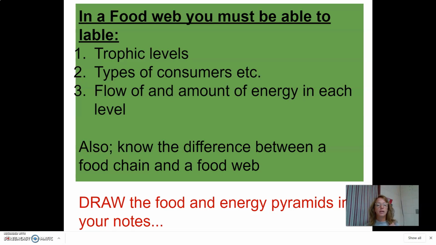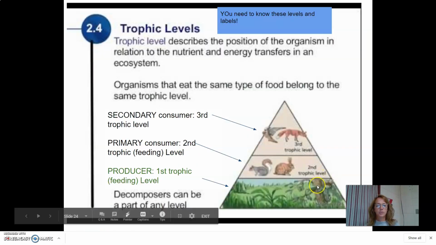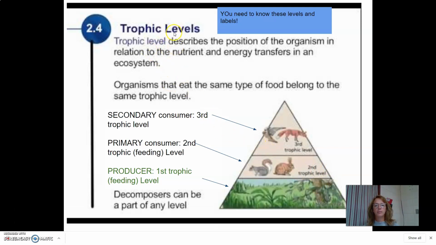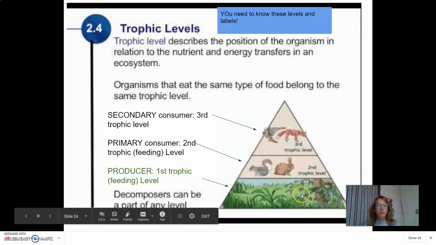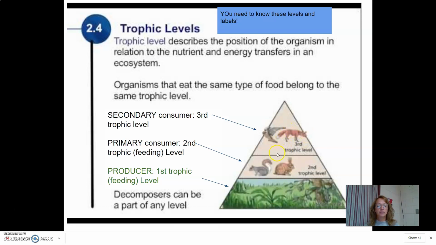kind of consumer, and how much energy is being moved. So this is how that works. Please draw this triangle in your notes. This is a food pyramid or a feeding, which is trophic, a feeding pyramid. The very bottom, which shows the most abundance, are our producers. That is the first feeding level because they make their own food. Our second feeding level would be the things that eat plants, or our primary consumer. Our third feeding level is actually a secondary consumer.